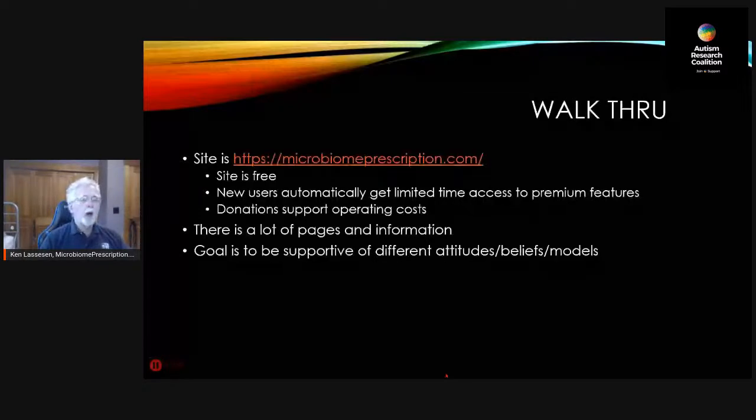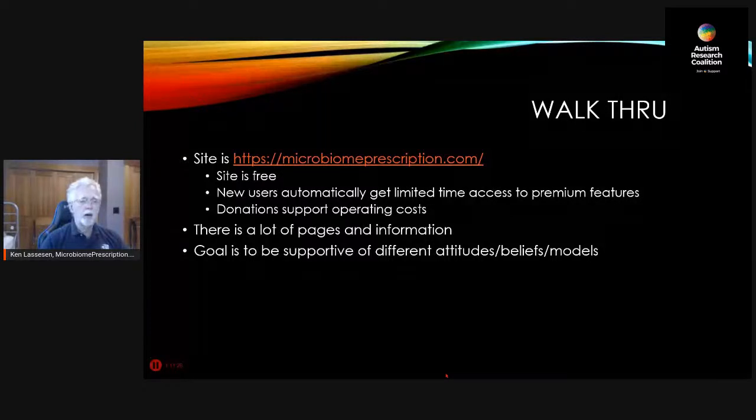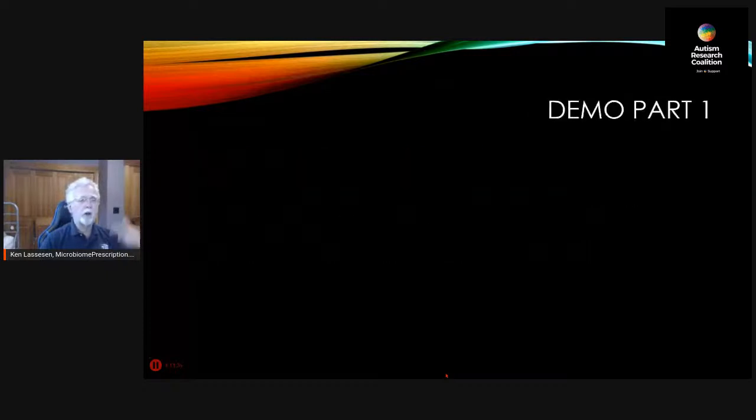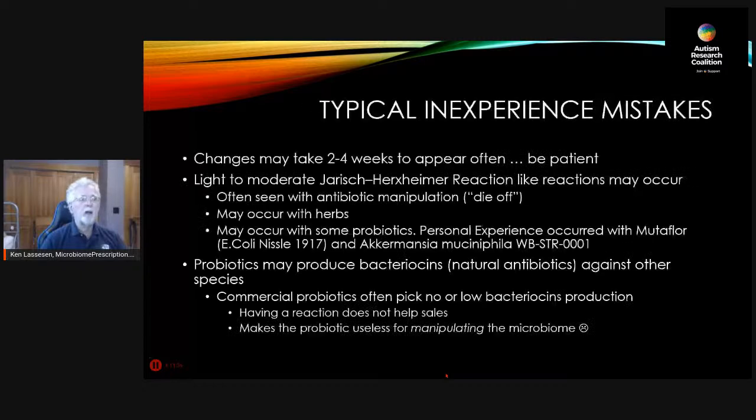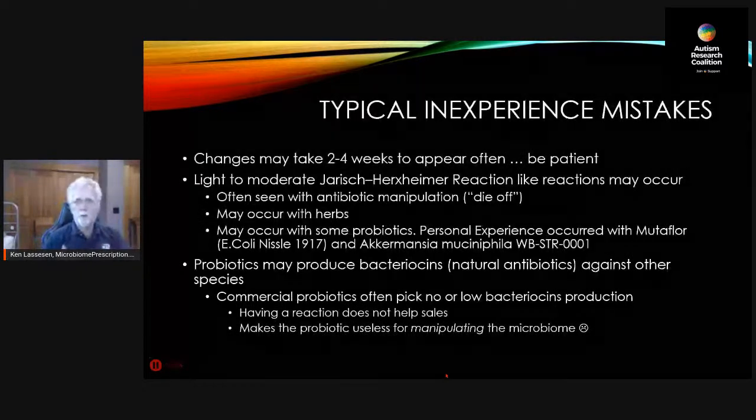Okay, I'm going to flip over to the microbiome now to give you a quick look around. And before we go down, I think we'll flip a couple slides forward and then come back, because we wanted to talk about typical inexperienced mistakes. Changes often take 2 to 4 weeks to appear. Be patient. This is sometimes a hard thing to accept. Don't be surprised if you get a light to moderate Herxheimer's reaction, sometimes called die-off, often seen with antibiotic manipulations. May occur with some herbs too.